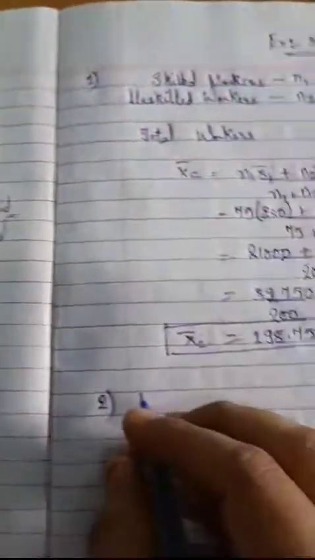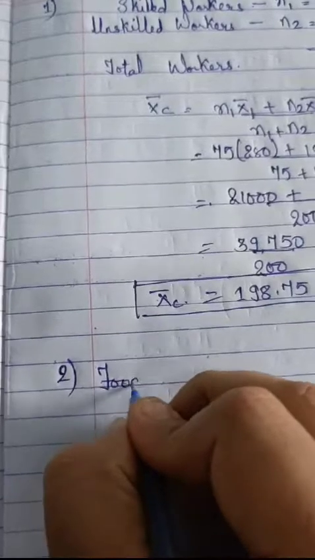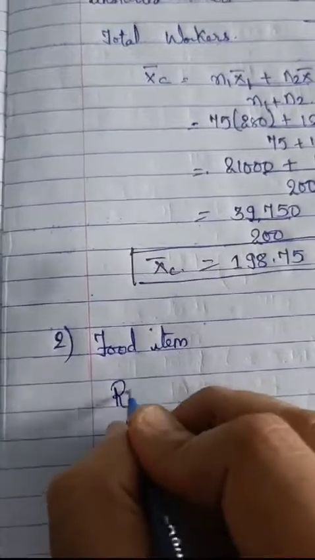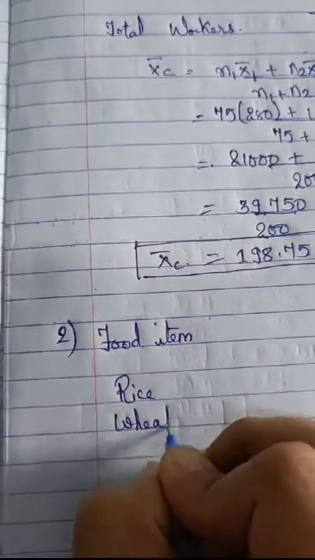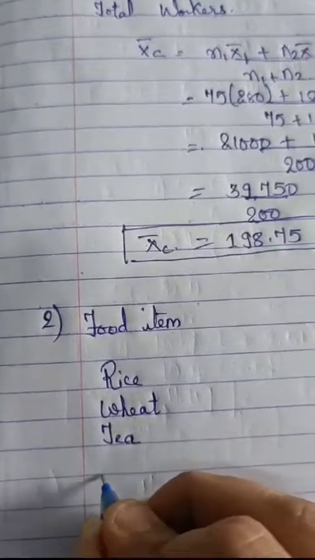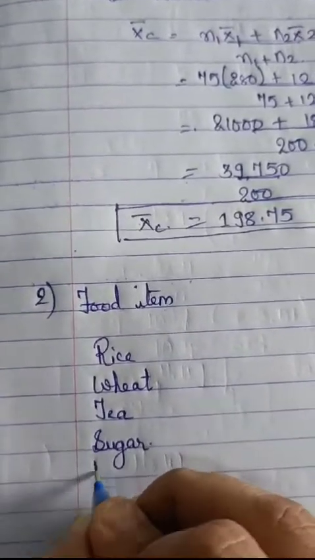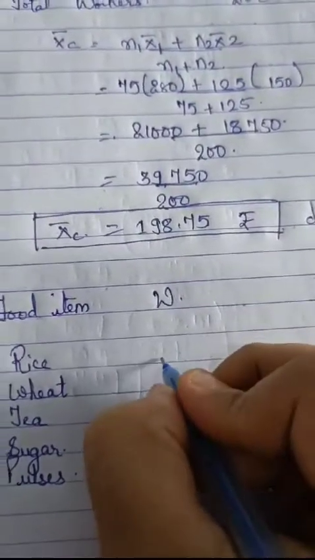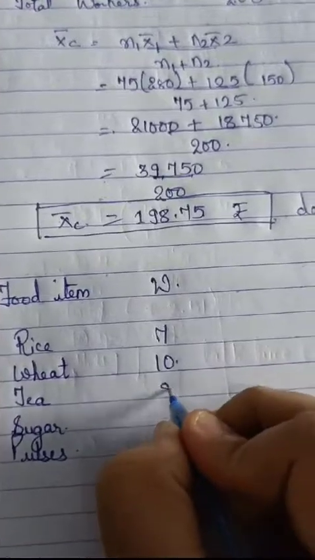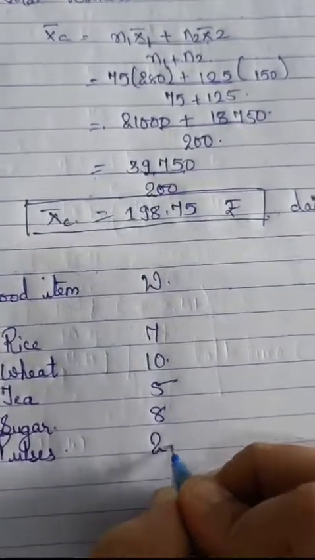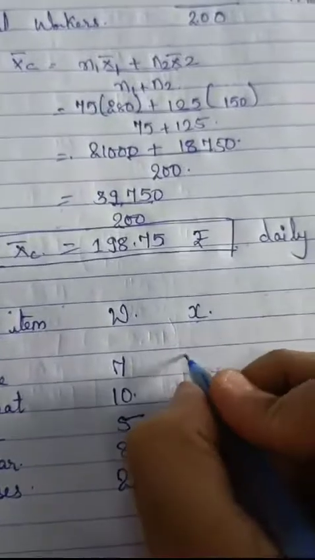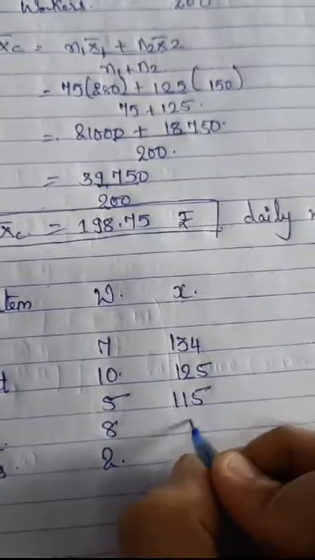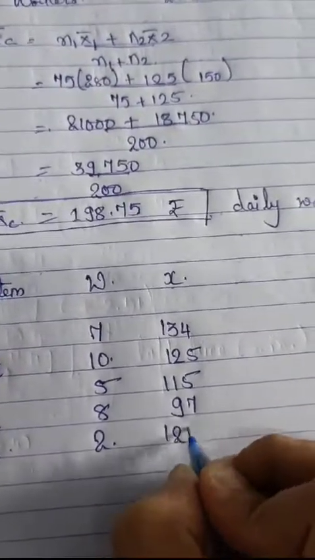So we will begin with the sum. First they have given food items such as rice, wheat, tea, sugar and pulses. As per that, the W they have given, that is known as weight, 7, 10, 5, 8, 2. X they have given, that is 134, 125, 115, 97 and 120.